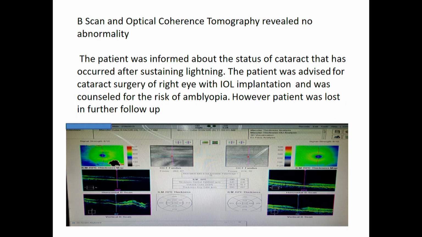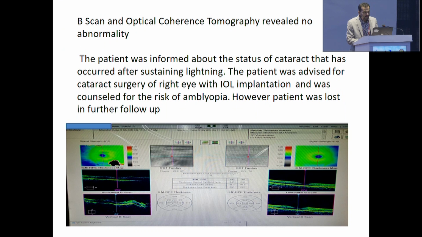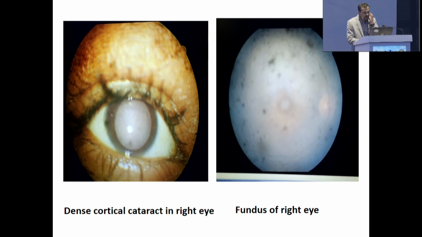B-scan and optical coherence tomography also revealed no abnormality. The patient was informed about the status of the cataract that has occurred after sustaining lightning. The patient was advised cataract surgery of the right eye with IOL implantation and was counseled for the risk of amblyopia. However, the patient was lost to further follow-up. This is a photo showing the dense cortical cataract in the right eye and the fundus of the right eye.